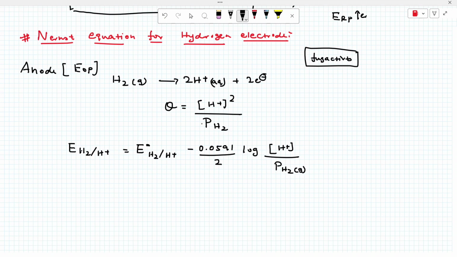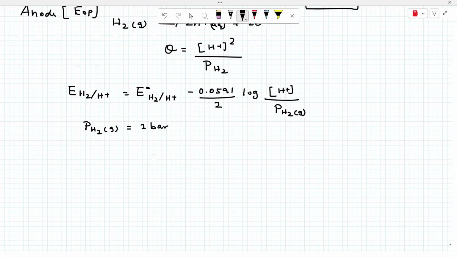In the hydrogen gas, what is the pressure of H2 gas? Any idea? I told you last class. How much gas are we going to pass to the SHE electrode? 1 bar, right? Standard, 1 atmosphere. We use standard 1 bar, not ATM. Okay, ATM also we can use, but according to IUPAC we have to use bar.